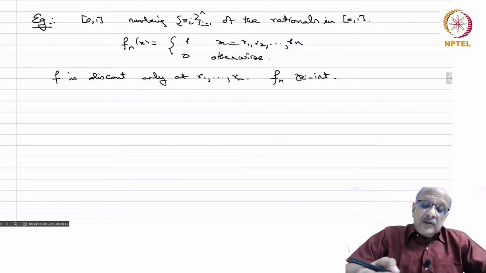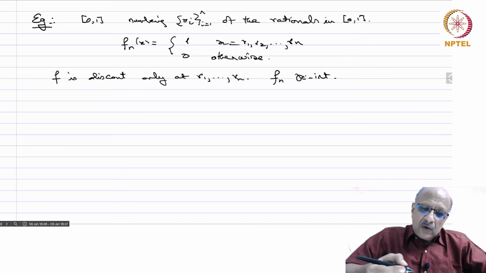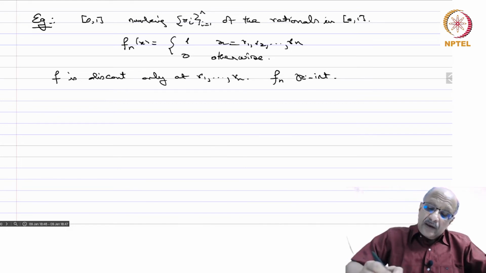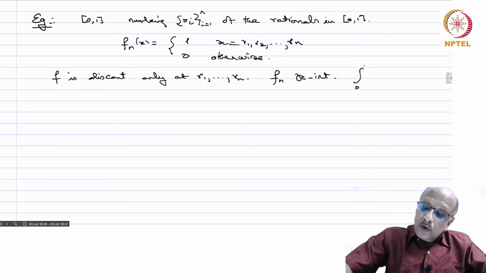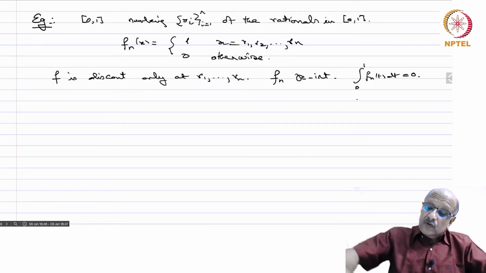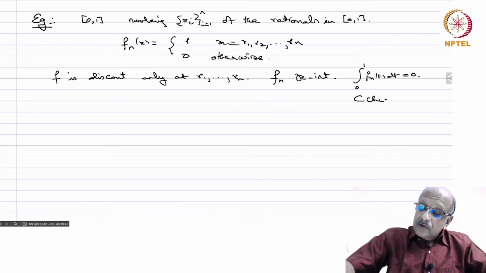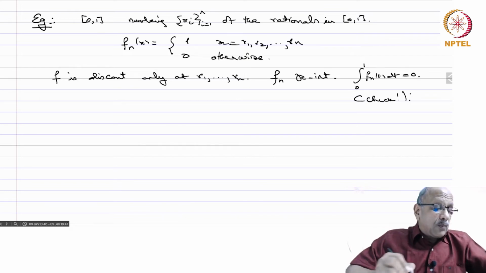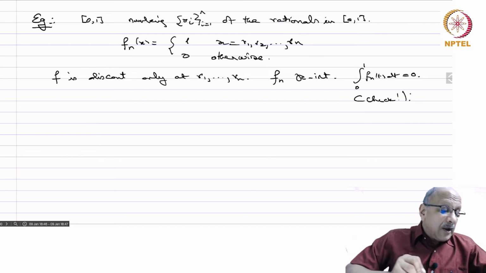But in fact, you can apply the partition definition which we have seen just now: compute the lower sum, compute the upper sum, and you can easily prove that the integral from 0 to 1 of f_n(t) dt is equal to 0. So you can check this using the definition which we have just given. It's a simple exercise which you have probably already done in your course.